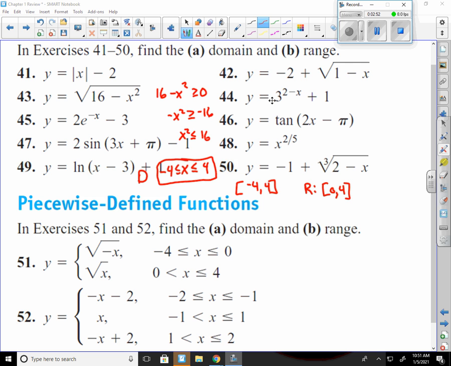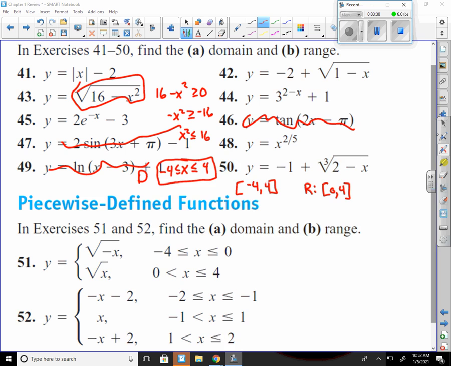Looking at number 44, there's no real restrictions on my domain because I just have an exponent value. Not a big deal if that was to be a negative exponent or a positive exponent. It wouldn't change it, so this would be all real numbers as well. We weren't worried too much about the tangent and the sine ones, and definitely not the natural log one. Really just focusing whenever we're looking at the square roots and then a denominator where we have a variable in the denominator.